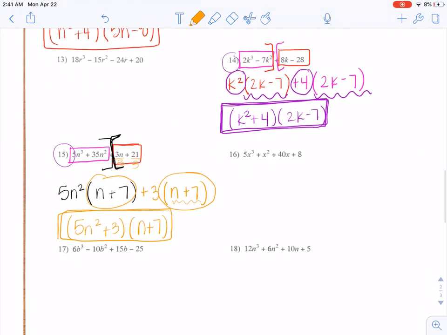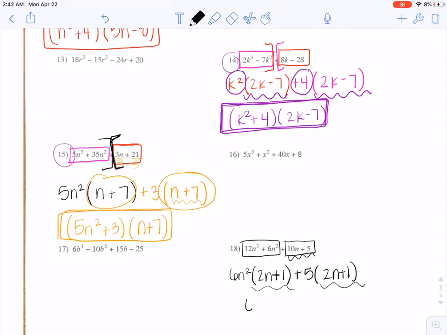Okay, let's go ahead and do one more. I'll make it quick. I have my first group here, my second group here. So I have 12n cubed plus 6n squared. Well, I can take a 6n squared and I'm left with 2n plus 1. And I can take a 5 from my second group, so I have plus 5 times 2n plus 1. Both of these binomials are the same, so it means that we did it correctly. So I have 6n squared plus 5 times 2n plus 1. And that would be my final answer. I cannot factor it anymore.